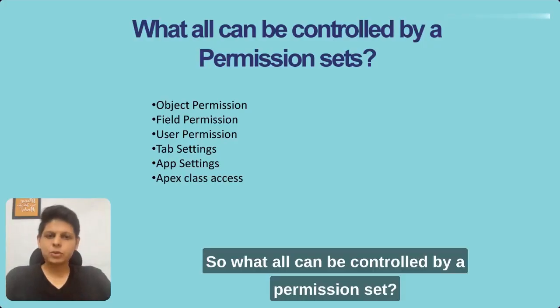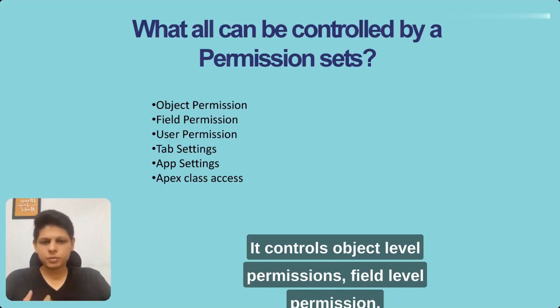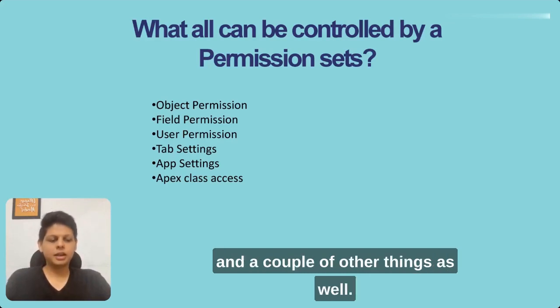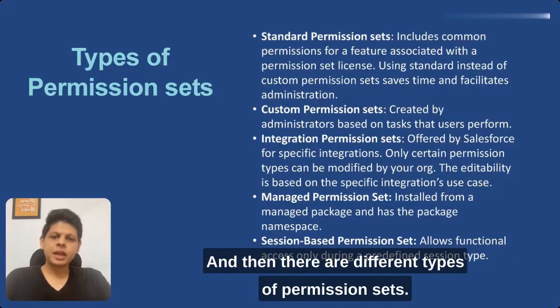So what all can be controlled by a permission set? It controls object level permissions, field level permissions, user permissions, tabs, app settings, and Apex classes, and a couple of other things as well. And then there are different types of permission sets.